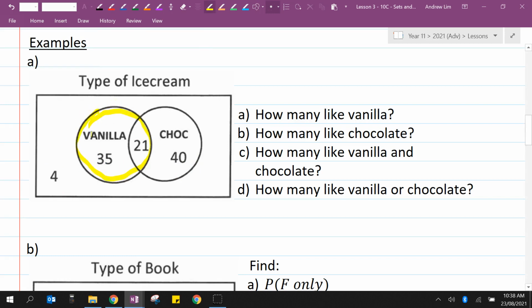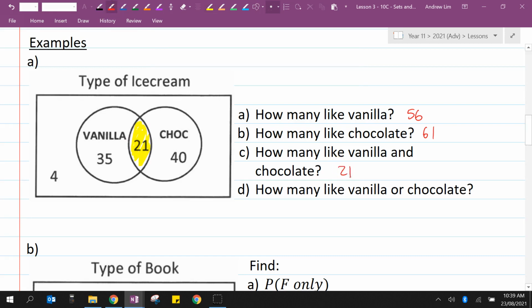That's 35 plus 21, which is equal to 56. How many people like chocolate? Well, all of these people like chocolate. 21 plus 40, that's 61. How many people like vanilla and chocolate? These people like vanilla and chocolate, that's 21.